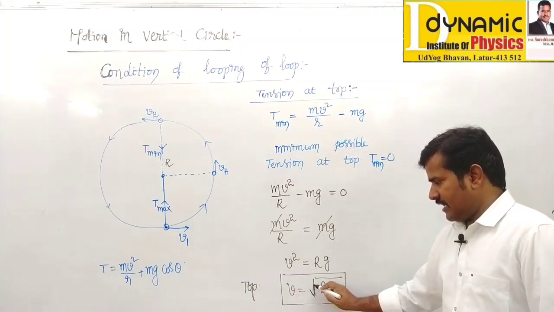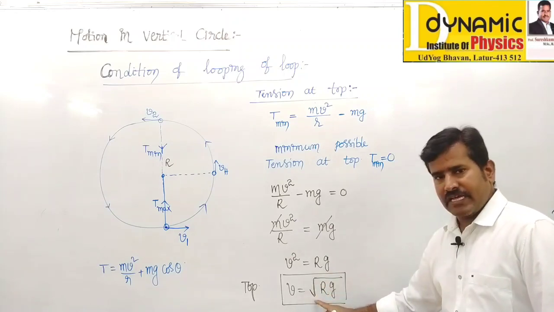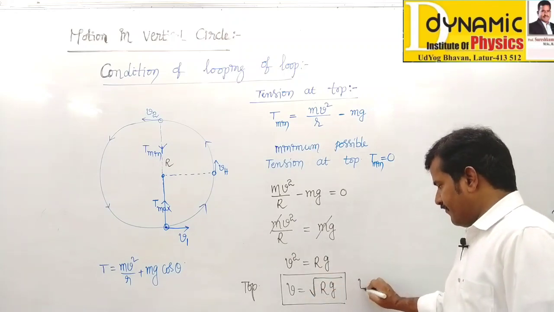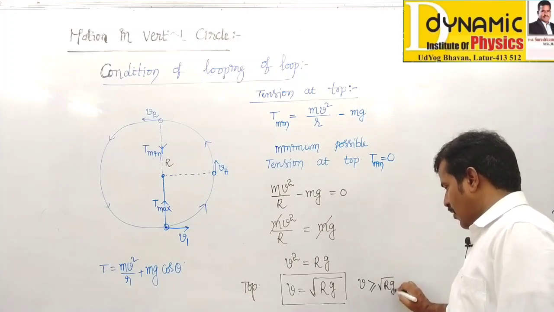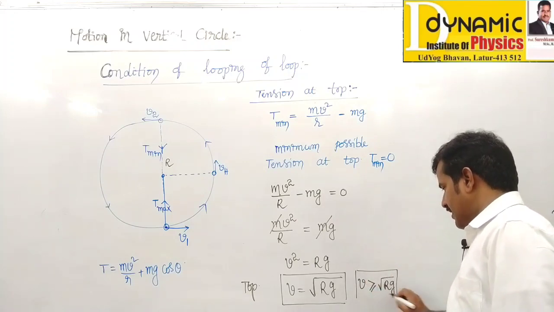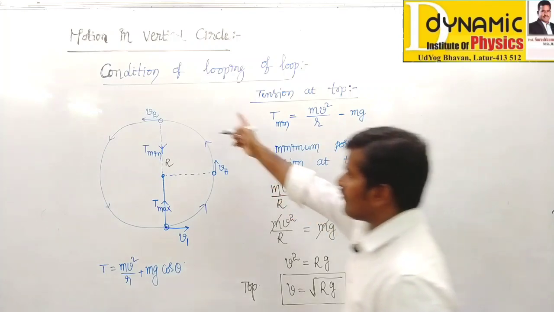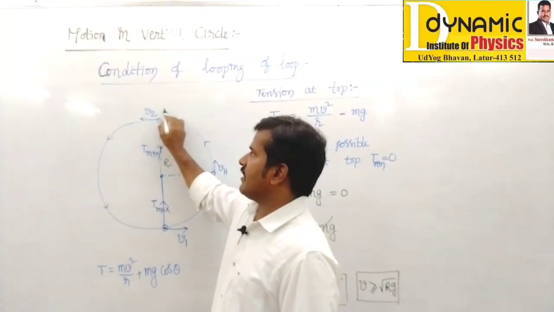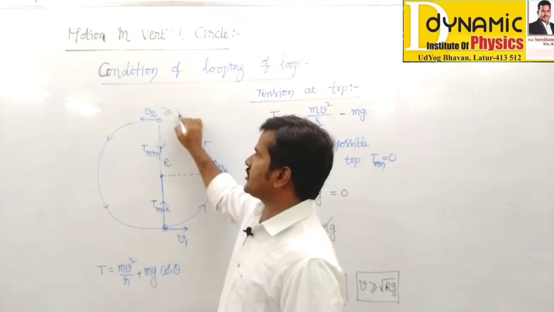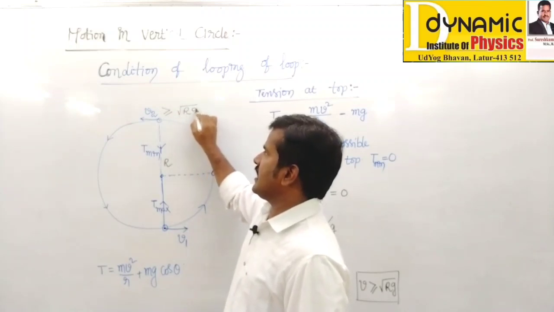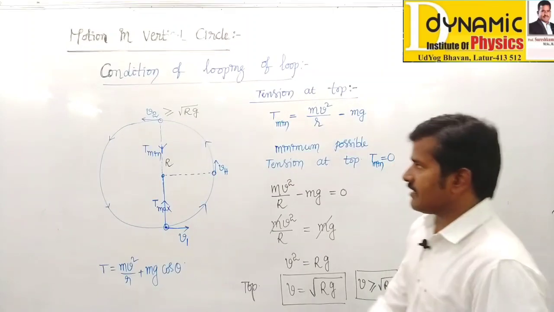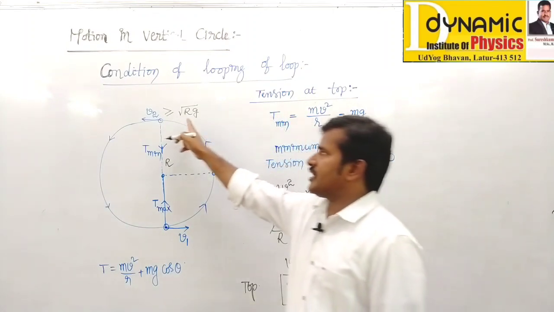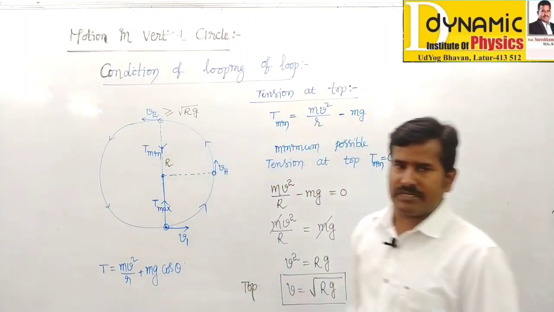For the vertical circle to be completed, the minimum velocity is: v is greater than or equal to root rg. Then the body completes the circle. For looping of the loop, the condition is that velocity is greater than or equal to root rg. Under this condition, the body completes the vertical circle. At the topmost position, the velocity must be at least root rg.